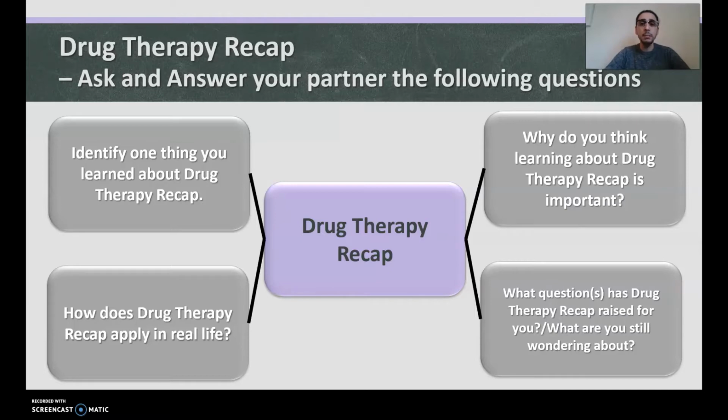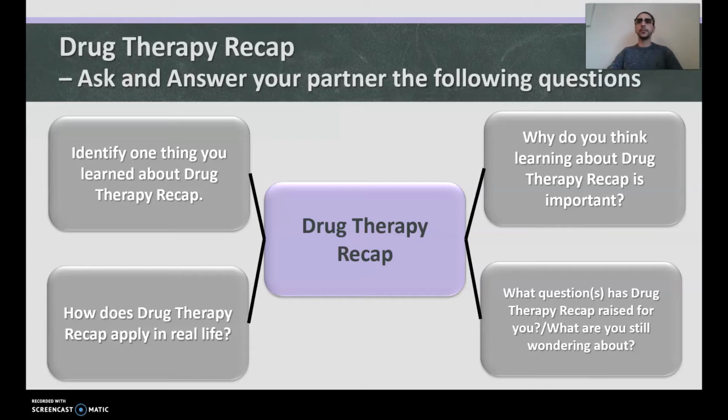It's important to know how any medication works. Even paracetamol has some side effects, and understanding how paracetamol works, or how any medication that you're taking works, is important. How does drug therapy apply in real life? All of us have taken medication in some way or form in our lifetime. So that's how it applies. Understanding how it works, though, is the next step, and I think it's really important. What questions has drug therapy raised for you? What are you still wondering about? Have you got any more questions? If you do, let me know. I'll try and answer them for you if I know, or ask someone else in class.